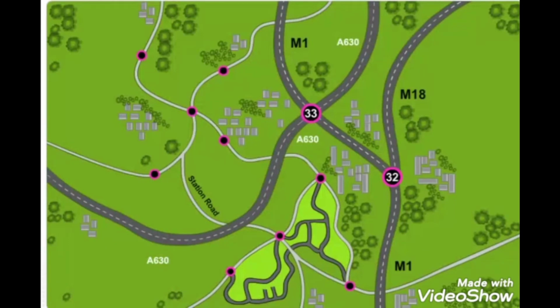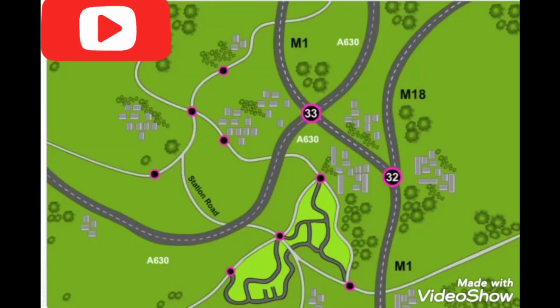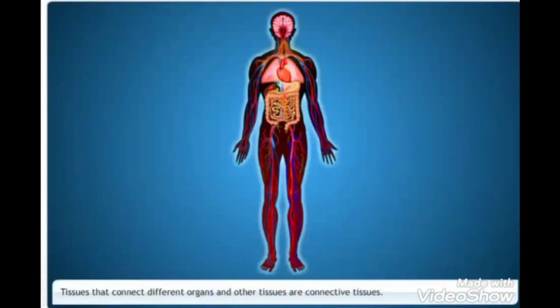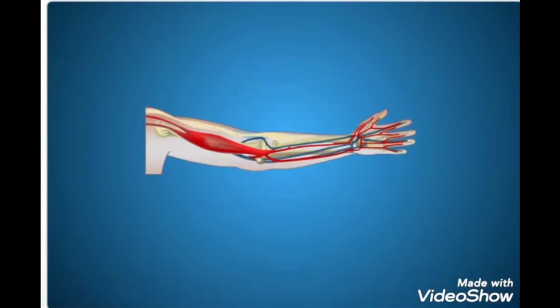This is a network of roads that connects different places to each other. Similarly, the animal body also has its own network of tissues that connect different organs and other tissues: connective tissue. Connective tissues are of different types depending on their shape and function. Let us take a detailed look at each of them.